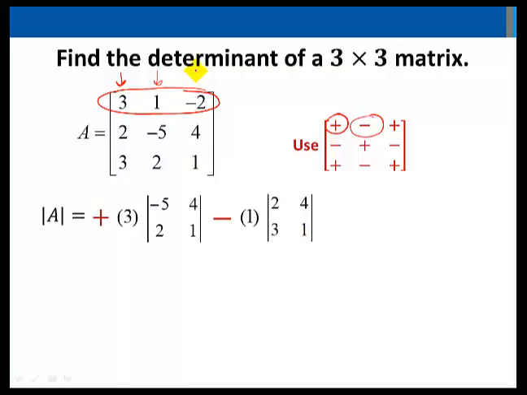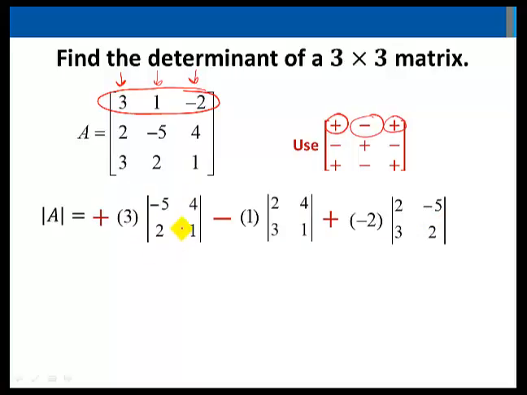We move along to the -2, the third number in our row. -2 is in a plus position, so I put a plus sign, followed by -2, followed by the determinant of the matrix I would get by eliminating the row and the column containing -2. I would be left with the matrix 2, -5 in the first row, 3, 2 in the second row. So the next step is to find the determinants of these three 2 by 2 matrices.